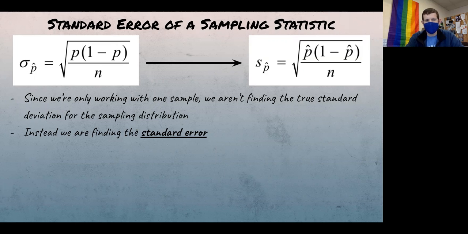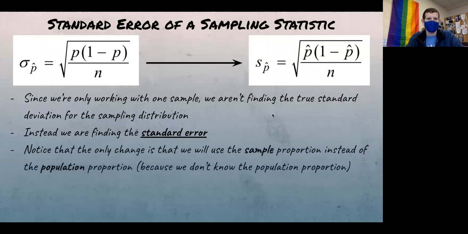So I don't know if that explanation made any sense or not, but we do have a difference in terminology. So it is important when we use the sample data to come up with our standard deviation, it's no longer a standard deviation. Instead, it's a standard error. So as long as you can understand that there's that notation, then you're good to go. It doesn't change much by way of calculation.